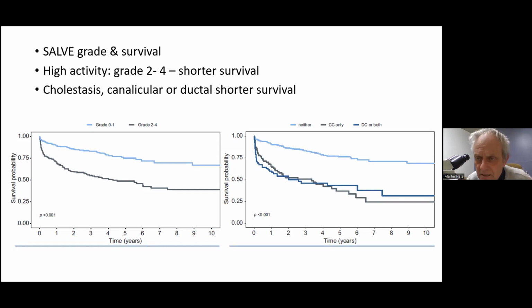Let me just change this, change it maybe to that. There we are. So here you can see, for example, the presence of cholestasis, and this is both canalicular cholestasis and ductal cholestasis. And you can see that there's very little difference in the survival curves as to whether it's ductal or canalicular. So effectively, the take-home message there is that if you have cholestasis, then that is a poor prognostic sign.